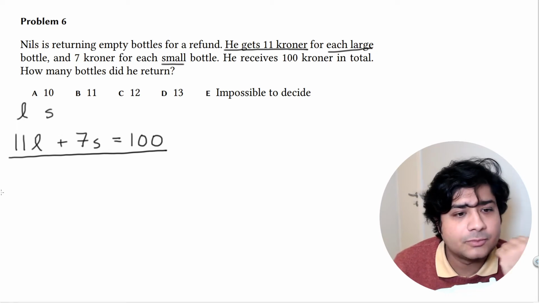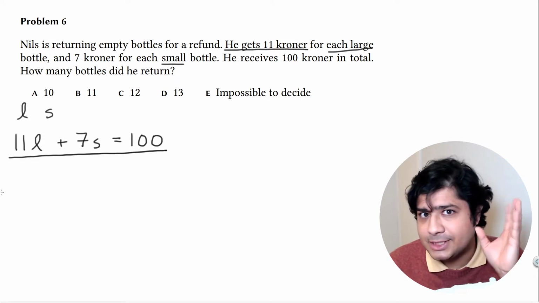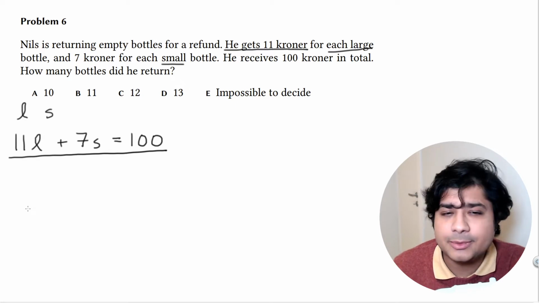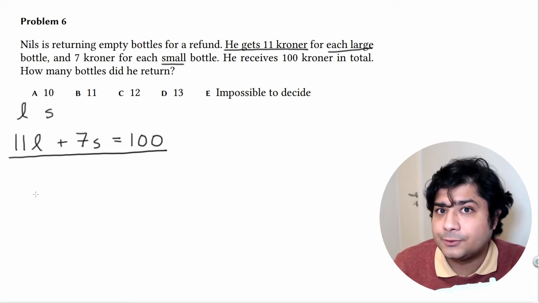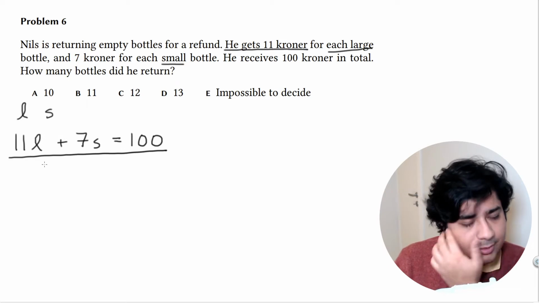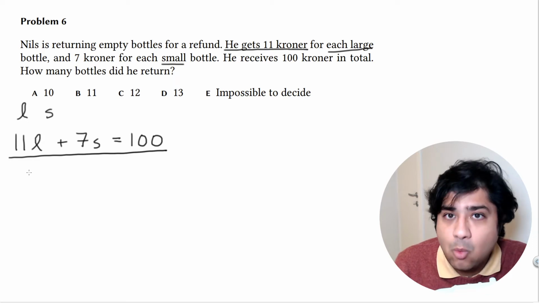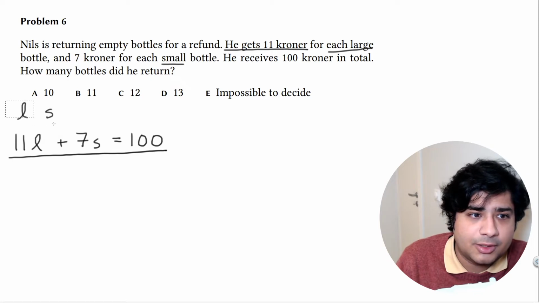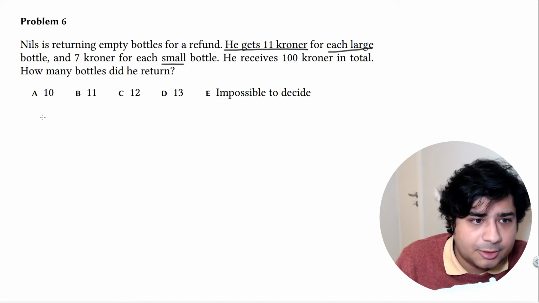What can we do? Well, maybe you're one of those people who can just magically see, by doing some mental arithmetic here, what the answer is going to be. But I'm not one of those people. So I'm going to try something here and see what are the different options for this. Let's say that there is one large bottle. So let's just think about the large bottles.